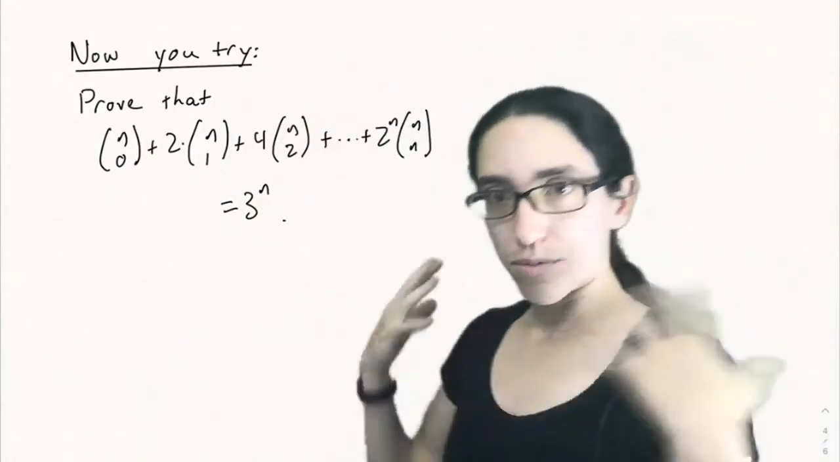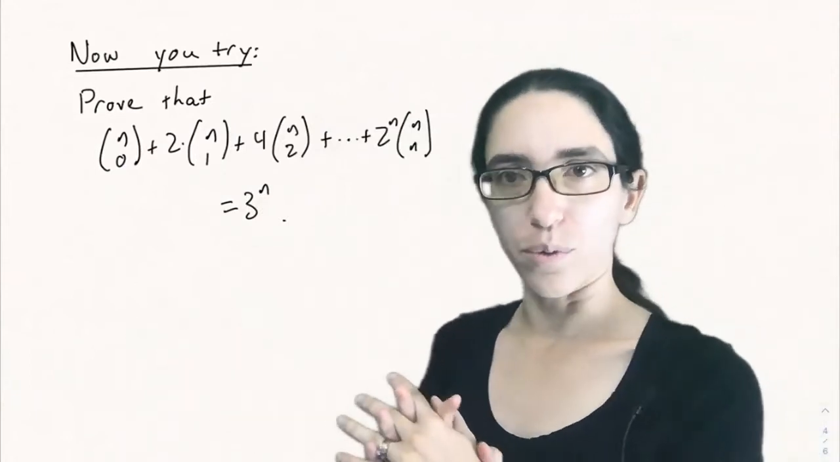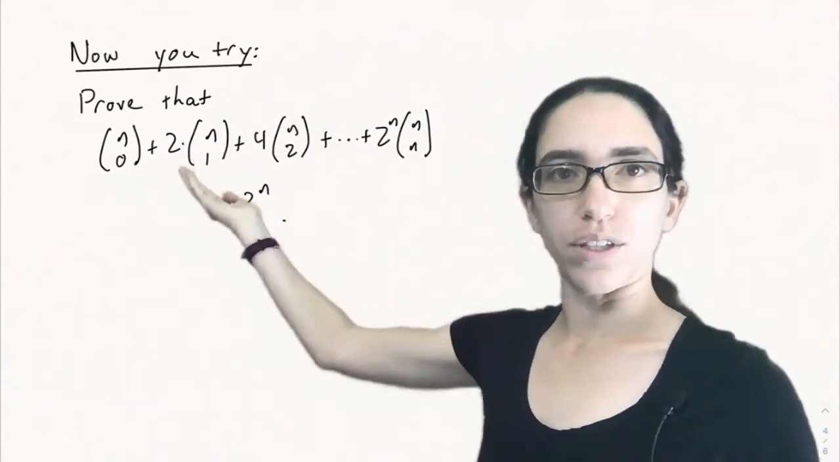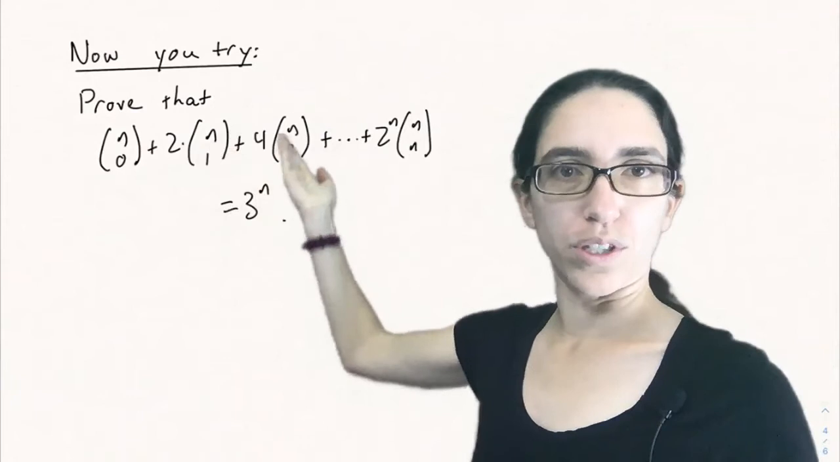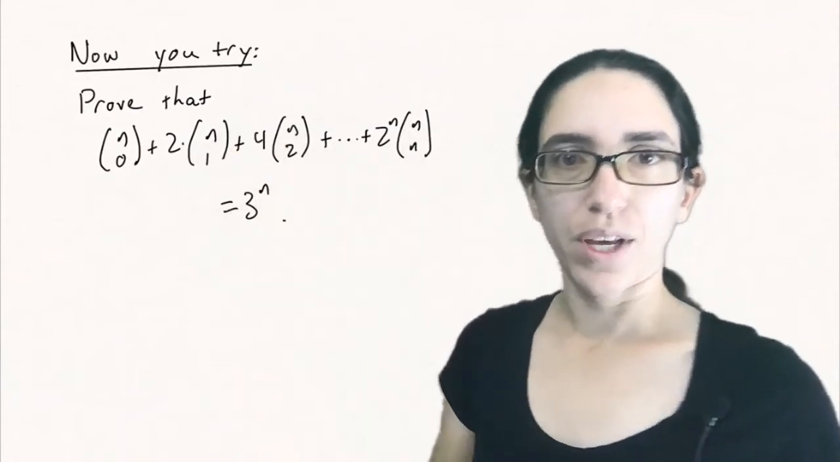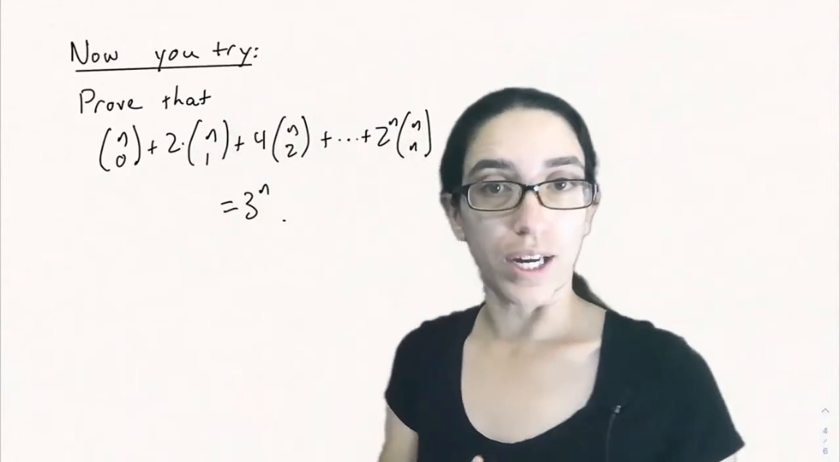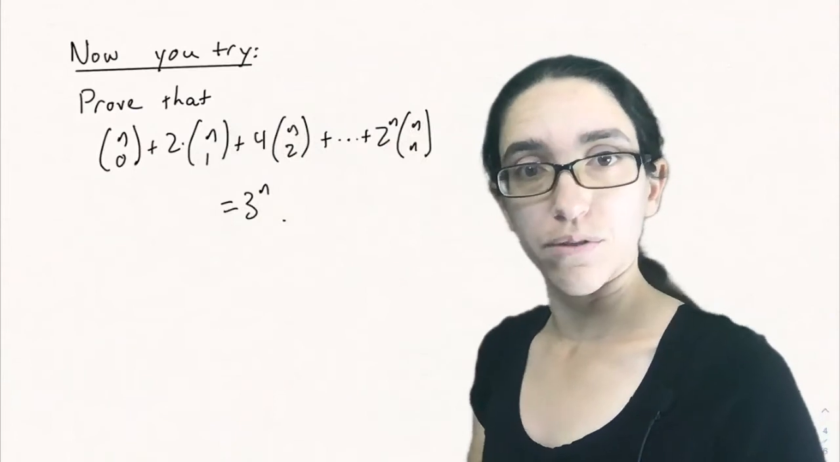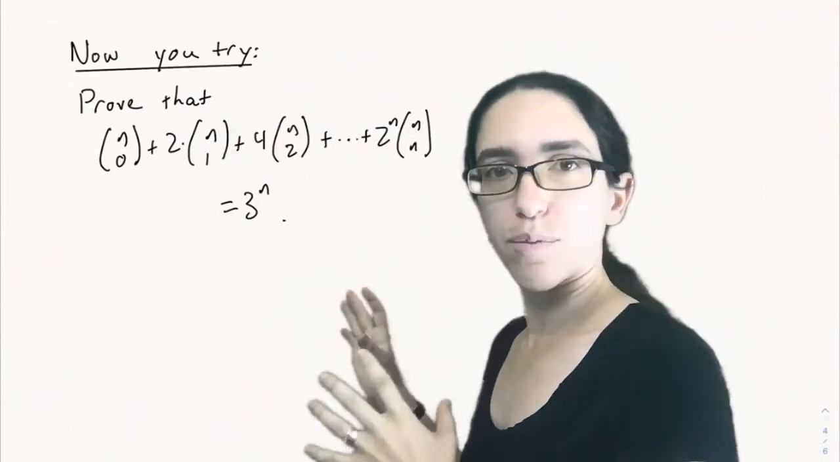Okay, so now you try, put together what we've learned so far. And try to prove this equation, that n choose 0 plus 2 times n choose 1 plus 4 times n choose 2 up to 2 to the n times n choose n equals 3 to the n. There are many ways to do this. You can approach it by induction. You can actually use the binomial theorem and plug various things in to prove this. But what we're looking for here is a combinatorial proof.